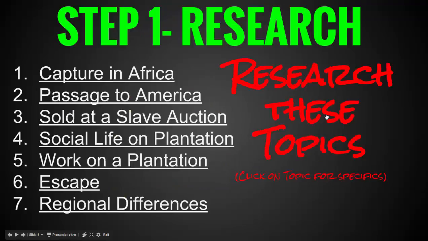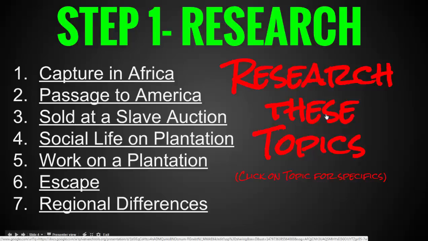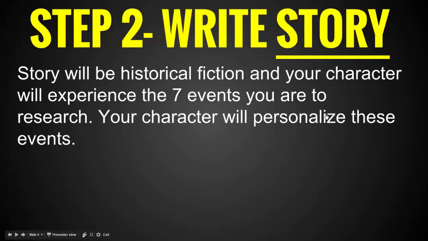Step 1, research. There are 7 ideas that you need to research, 7 pieces of information that you need to get. On each one of these numbers, there is a link to a research document to help guide you in your research. So research all 7 of those, probably even before you start to write your story. After you research those, write your story. The story will be historical fiction. Your character will experience those 7 events that you research. So your character is going to personalize these events.